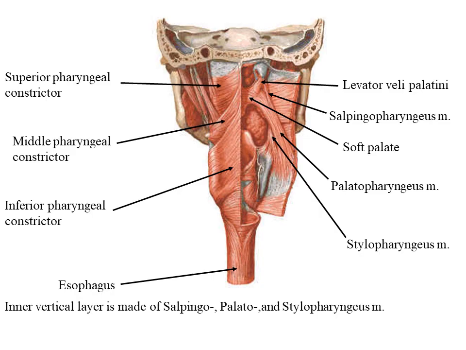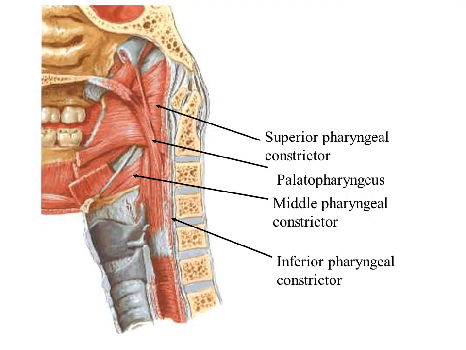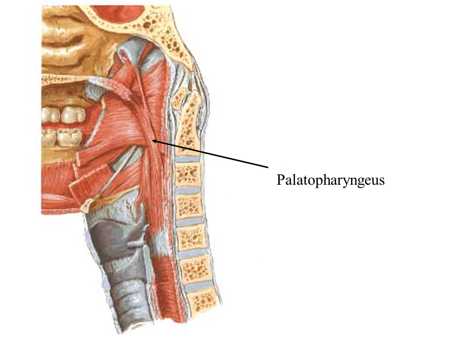This is the three longitudinal muscle groups and the circular muscle group. Again, we have stylopharyngeus, palatopharyngeus, and salpingopharyngeus. Stylopharyngeus comes from the styloid process, palatopharyngeus comes from the hard palate and aponeurosis of the soft palate, and salpingopharyngeus comes from the auditory tube. Here we have the superior pharyngeal constrictor, palatopharyngeus, middle pharyngeal constrictor, and inferior pharyngeal constrictor. The palatopharyngeus comes from the aponeurosis of the soft palate and hard palate.